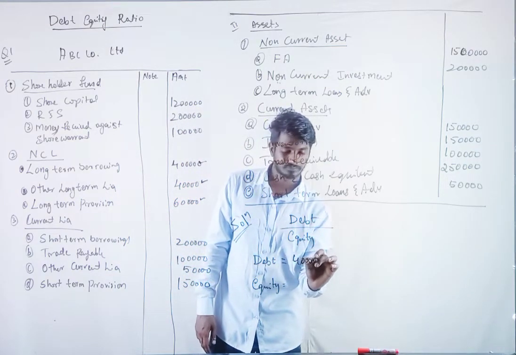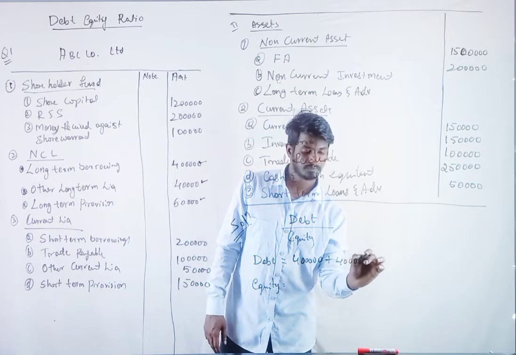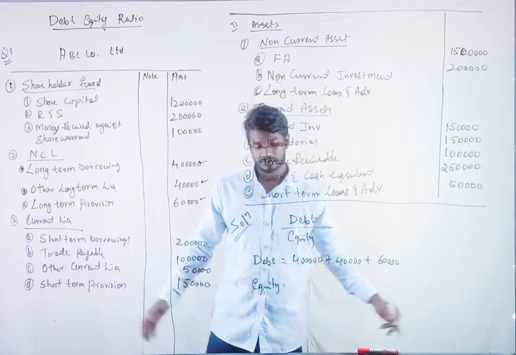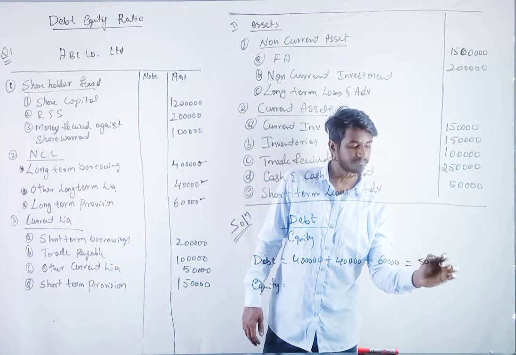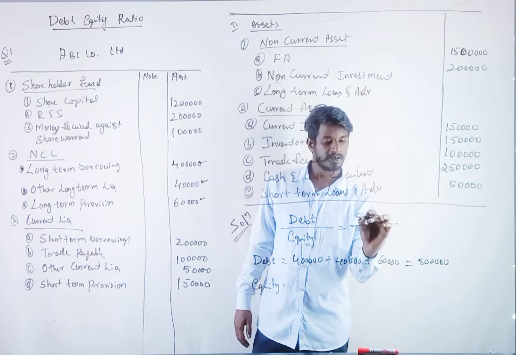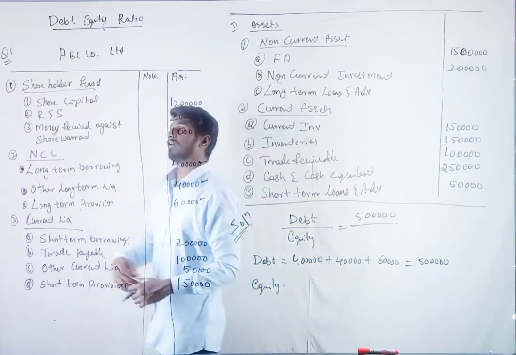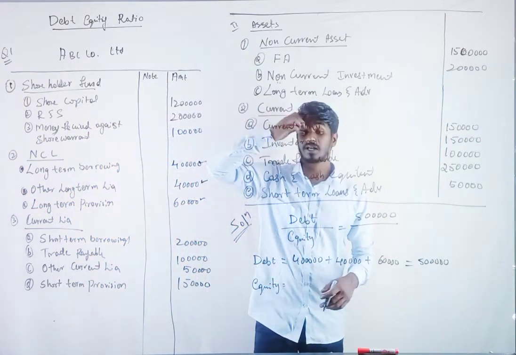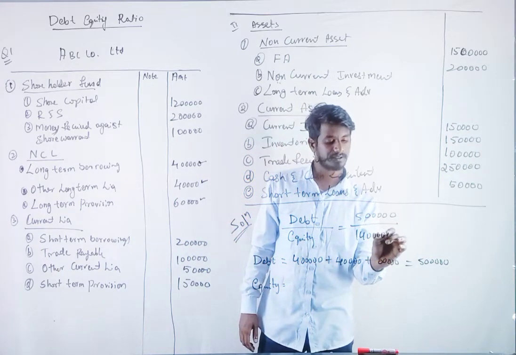4 lakh plus 40,000 plus 60,000. It's very simple. Got 5 lakh. 5 lakh is the debt. In the same way, how much is the equity? 12 lakh plus 2 lakh plus 1 lakh. 14 lakh is the equity.